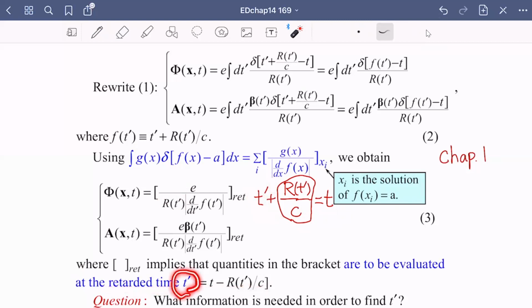Actually easy. No matter whether the source moves toward the observer or leaves the observer, the signal always travels at the speed of light. That's the universal speed of light, c is always the same. Xi is the solution of f of xi equals a. One more time, that's the retarded time.